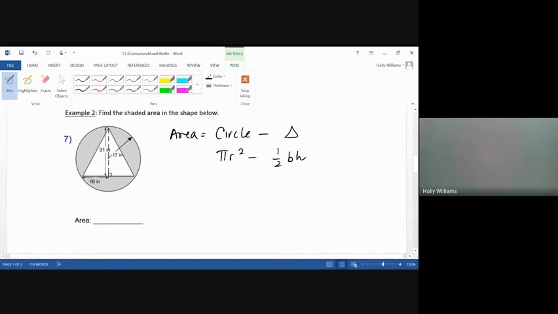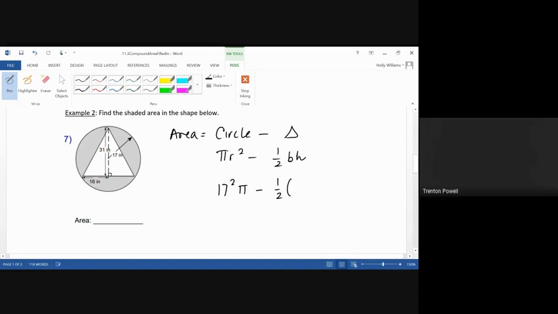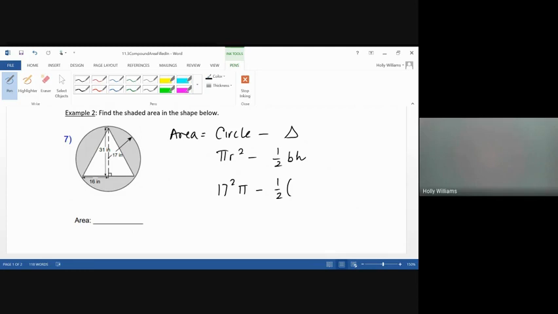So what do you guys see? What is the radius of our circle? 17 inches. Yeah, good, guys. So we're going to have 17 squared pi minus 1/2 times, what's the base of our triangle? It's tricky. 32 inches. Good. Kira, you see how you just doubled it? Yeah. Okay, and then the height is easy. That's going to be 31.